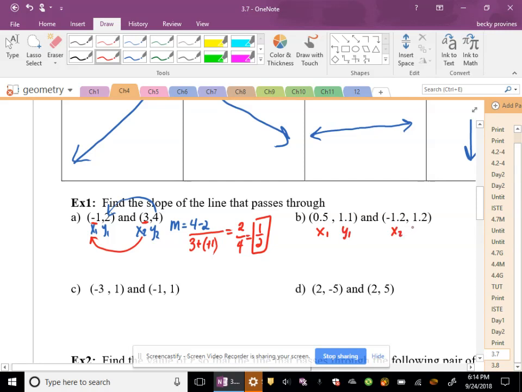Let's keep going. Same thing. Let's take the y values and subtract them. 1.2 minus 1.1. And then in your denominator, you're going to subtract the x's. So it's a negative 1.2 minus 0.5. Okay, so what's 1.2 minus 1.1? That is 0.1. And a negative 1.2 minus 0.5 is a negative 1.7.